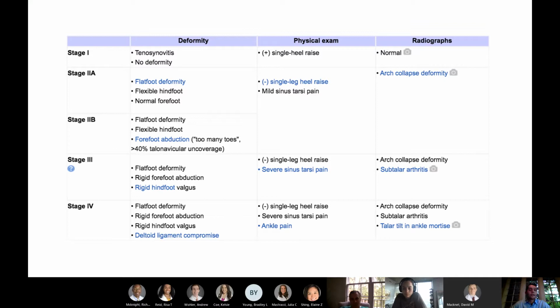Anyways, in recent years, they haven't tested whether this is stage 2A or 2B, because really it's not clinically relevant. What matters is, can they do a single limb heel rise? Is there uncoverage of the talar head? Is there subtalar arthritis? Is there involvement of the ankle?